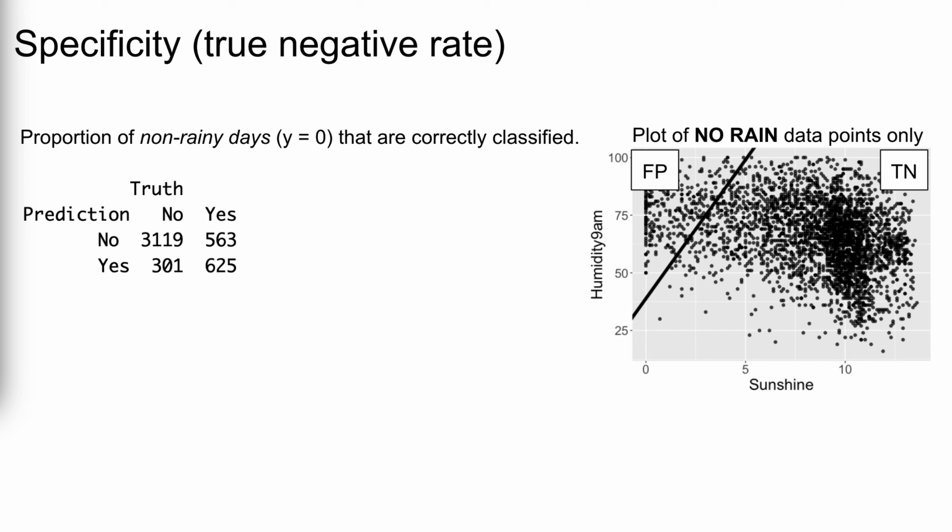In contrast, the specificity, or true negative rate, calculates the proportion of non-rainy days that are correctly classified as such. In total, there are 3,420 non-rainy days in our dataset, plotted here. Of these, 3,119, or nearly all of them, fall below the classification line, thus are true negatives. In turn, our classification rule correctly predicts no rain on 91.2% of non-rainy days.